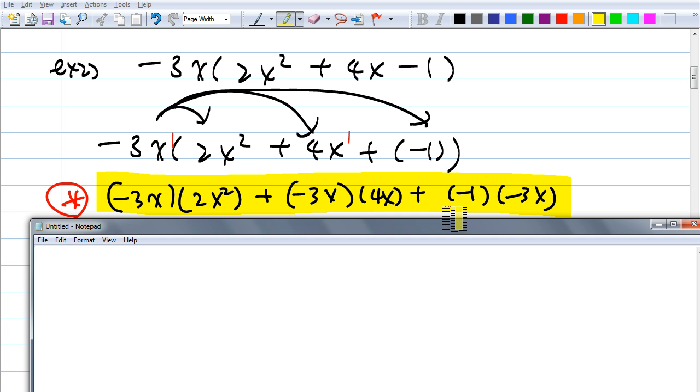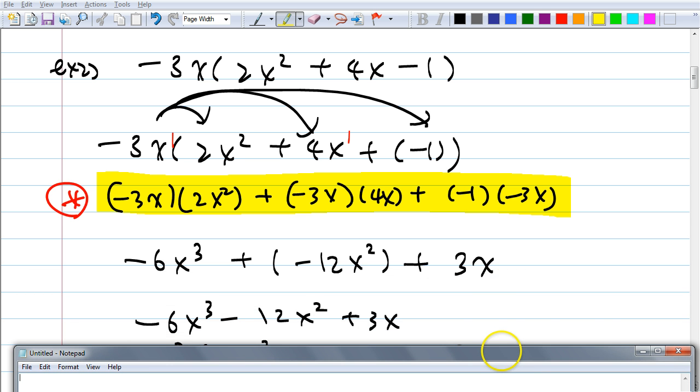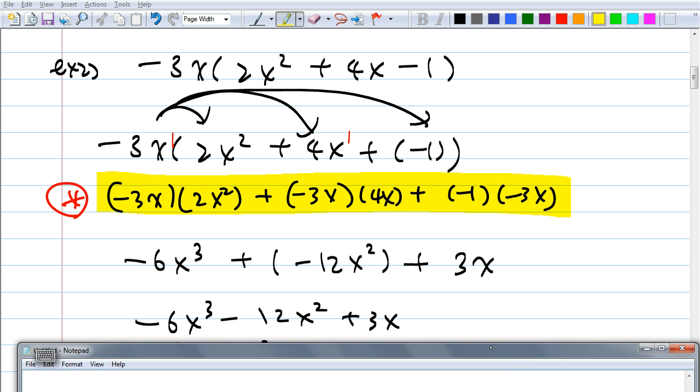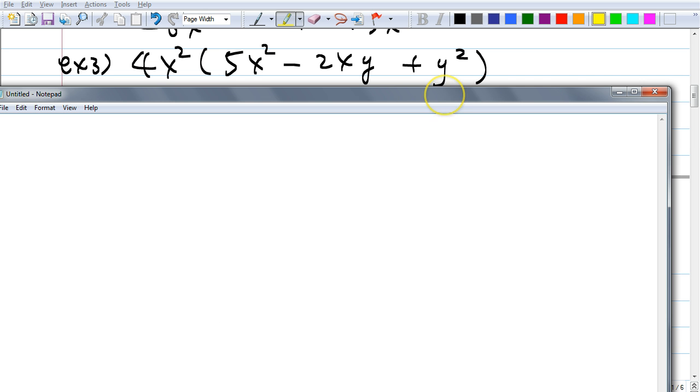Ali? I got negative 6x cubed. Mm-hmm. Do you want me to do the plus negative? No, that's okay, just tell me plus. Minus 12x squared plus 3x. That's right. And of course, I could just use the definition of subtraction to rewrite this as negative 6x cubed minus 12x squared plus 3x. Any questions? Does that make sense? Okay, go ahead and try example 3 then, showing the sort of work that I just showed you. Go ahead, everybody try.